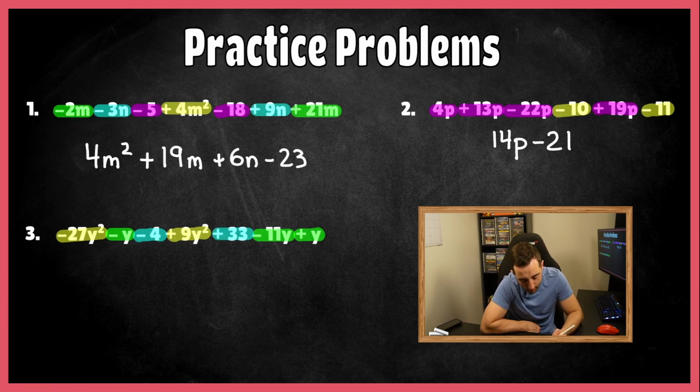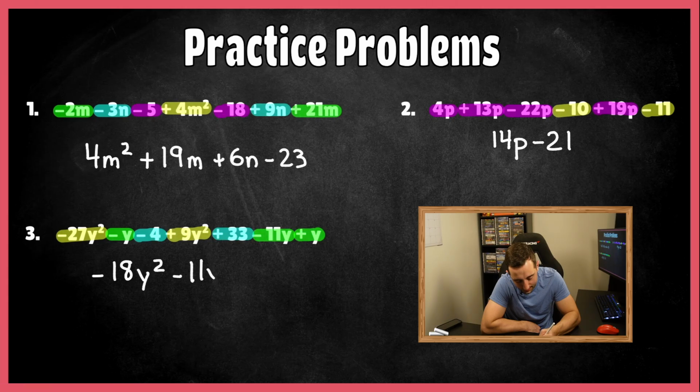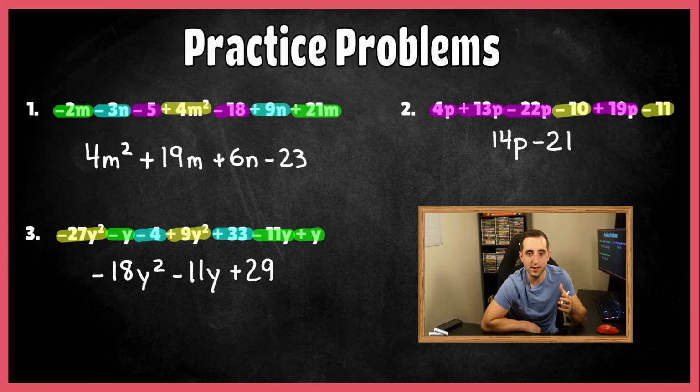So let's start with the y squared. Negative 27 plus 9 is going to give us negative 18y squared. For our y's, we have negative 1 minus 11, which is going to be negative 12, and then negative 12 plus 1 is going to give us negative 11y, or just minus 11y. And then finally, for our constants, negative 4 plus 33 is going to be a positive 29 for our final answers. Hopefully you went 3 for 3 in the practice session simplifying expressions by combining like terms.